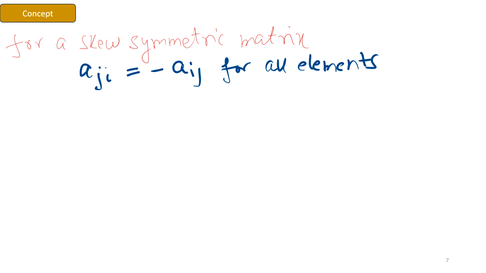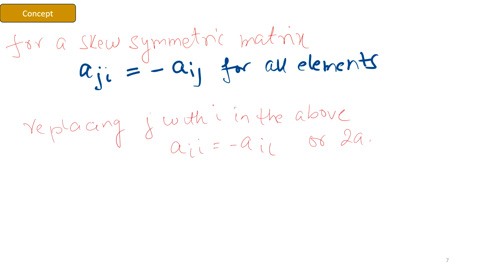Now, for a skew symmetric matrix, aji is equal to minus aij for all elements in the matrix. Replacing j with i in the above equation, we get 2aii is equal to 0 or aii is equal to 0, which gives us an important concept that diagonal elements of a skew symmetric matrix are always 0.